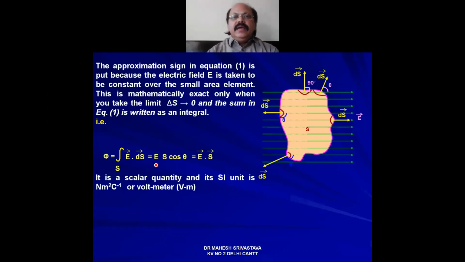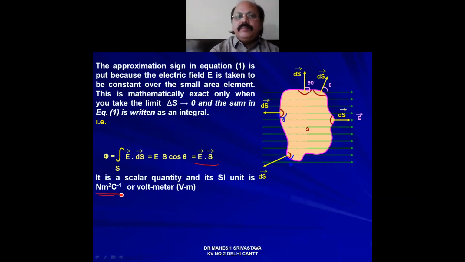Electric flux is a scalar quantity and its SI unit is Newton meter square per coulomb. How does this unit come? See here, electric field is represented in Newton per coulomb. That is, the SI unit of electric field is Newton per coulomb, and the SI unit of area is meter square. So it becomes Newton meter square per coulomb.